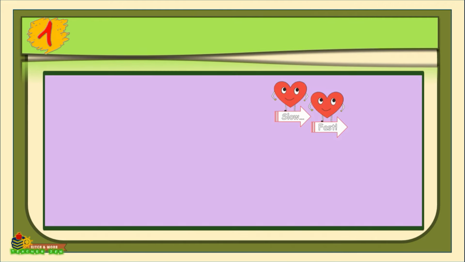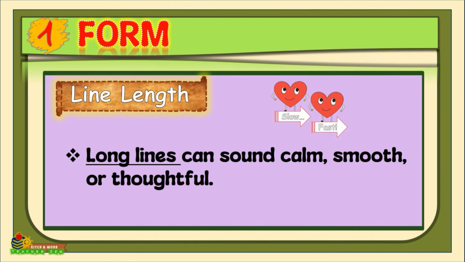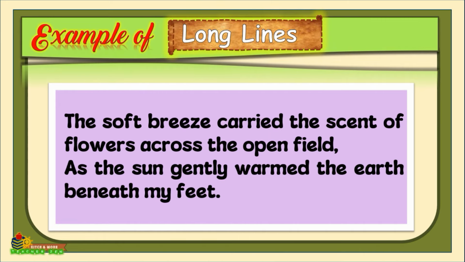On the other hand, long lines can sound calm, flowing, reflective like smooth waves or someone telling a story. Longer lines slow us down, letting us take our time with words. So when poets choose line length, they're not just choosing at random. Here is an example of a poem with long lines. The soft breeze carried the scent of flowers across the open field, as the sun gently warmed the earth beneath my feet. So here, longer lines slow us down, letting us take our time with the words.